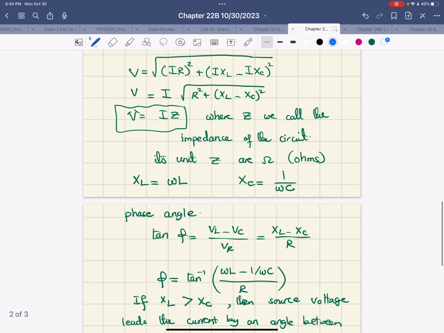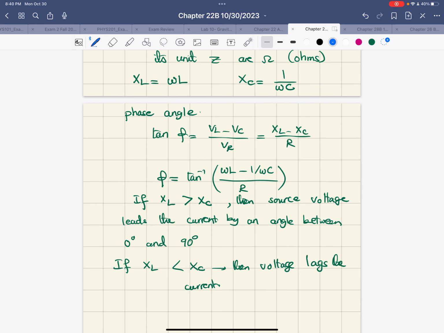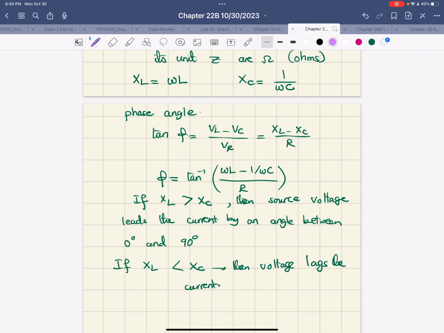Remember here, we have XL equals omega L, XC equals 1 over omega C, and we can calculate the phase angle for the overall circuit using tan phi equals VL minus VC over VR, which is XL minus XC over R, and phi can be calculated as tan inverse of (omega L minus 1 over omega C) over R, because this one here is XL, and that one is XC.